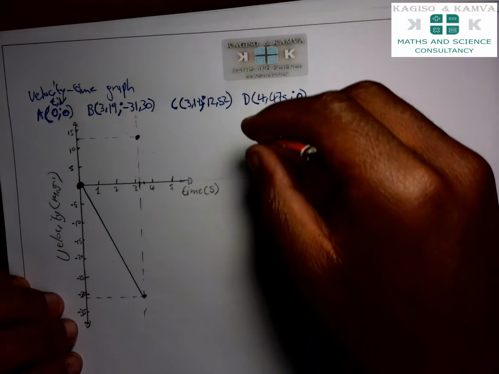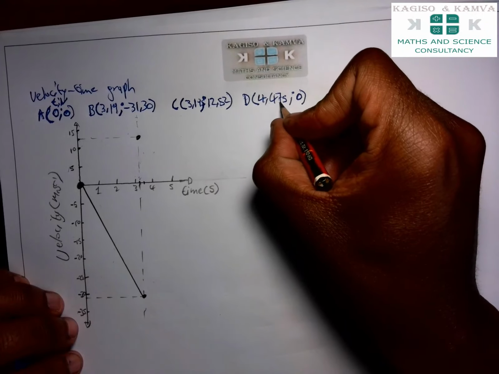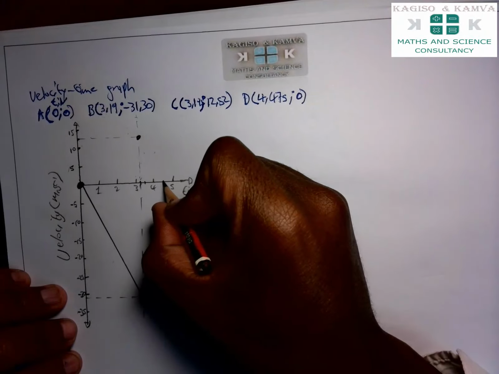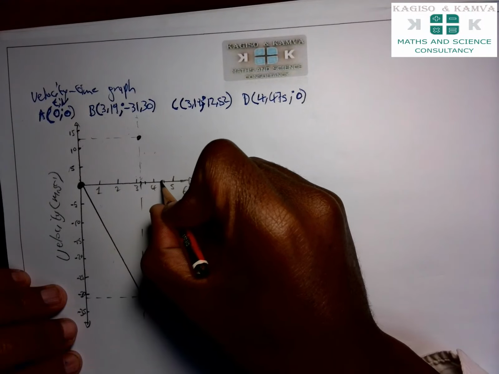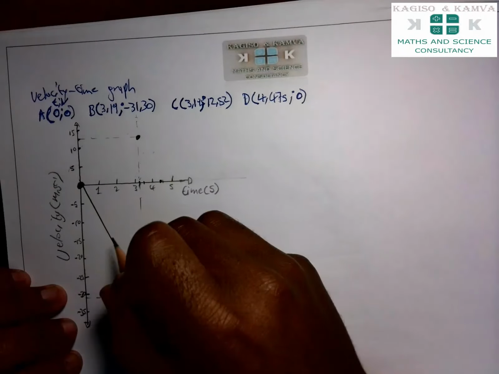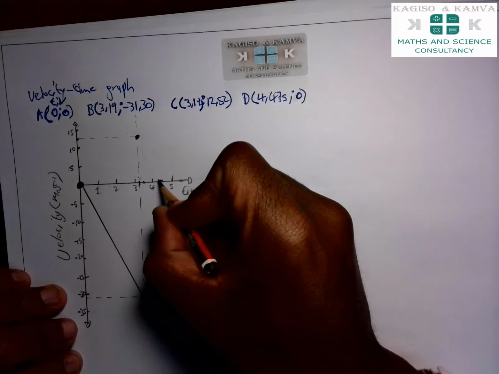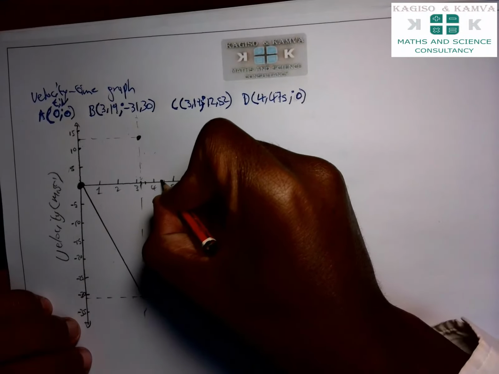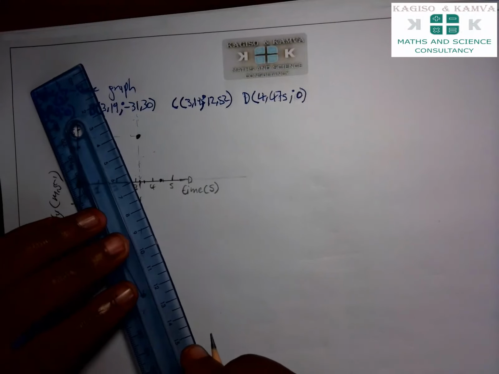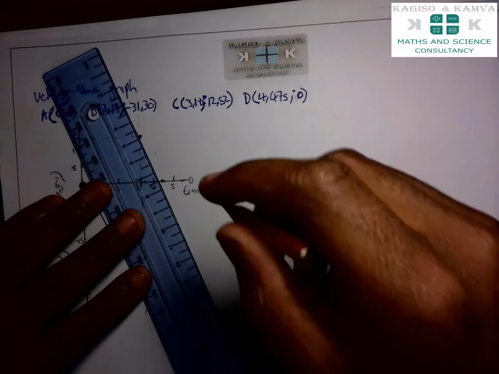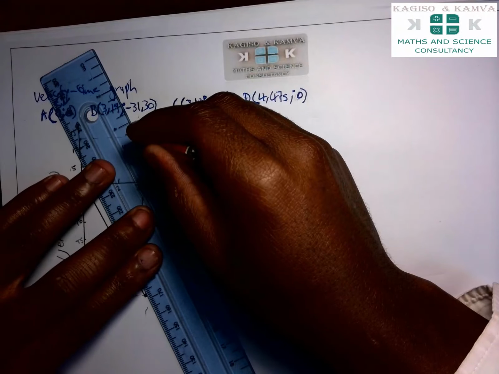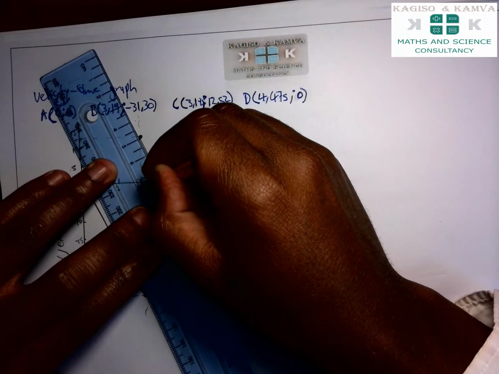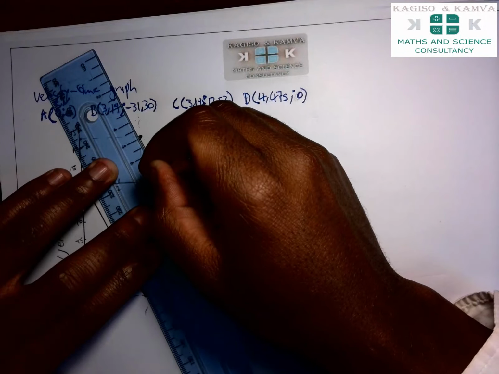Okay, now at 4,47 seconds, 4,5 is somewhere here, 4,47 is somewhere there. The final velocity is 0. So we just join the 2 points like this, like this.